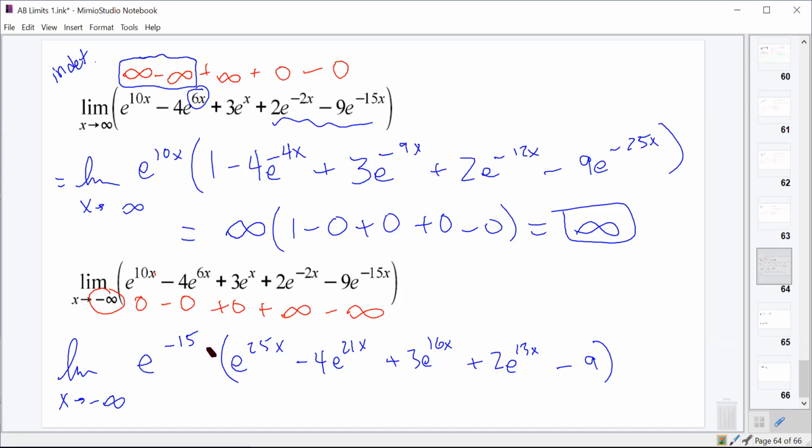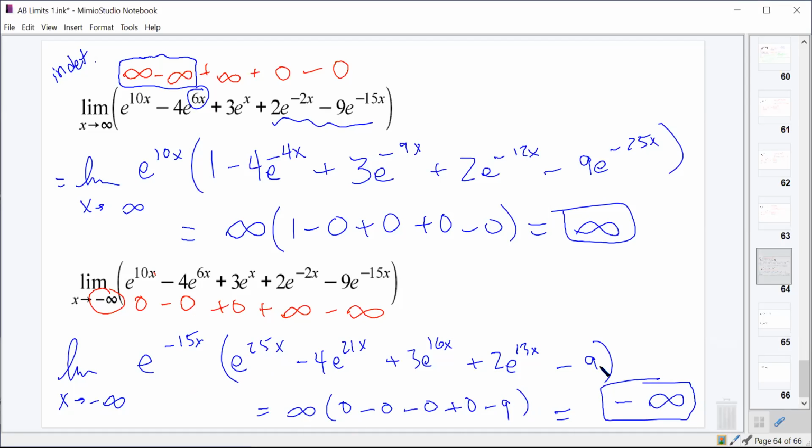Not sure why I wrote that x so far down there, but what's the limit as x approaches negative infinity of e to the negative 15x? That should equal infinity. And then down here, I've got 0 minus 0 plus 0 plus 0 minus 9. Negative 9 times infinity ought to be negative infinity.